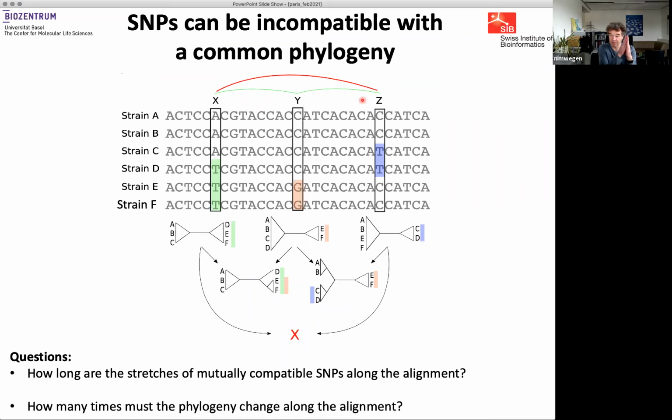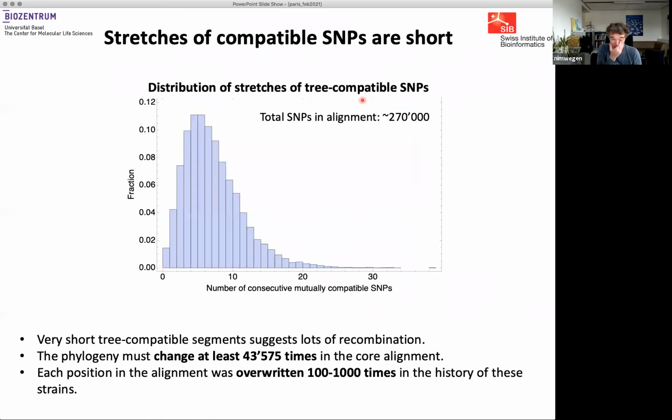Every time you go along the alignment and find that the new SNP is inconsistent with previous SNPs, you know there must have been at least one recombination event. You can use this to ask, as I go along the alignment, how long are stretches of mutually compatible SNPs? And how many times minimally must I change the phylogeny as I go along the alignment? If you do this, we find that stretches of compatible SNPs are very, very short.